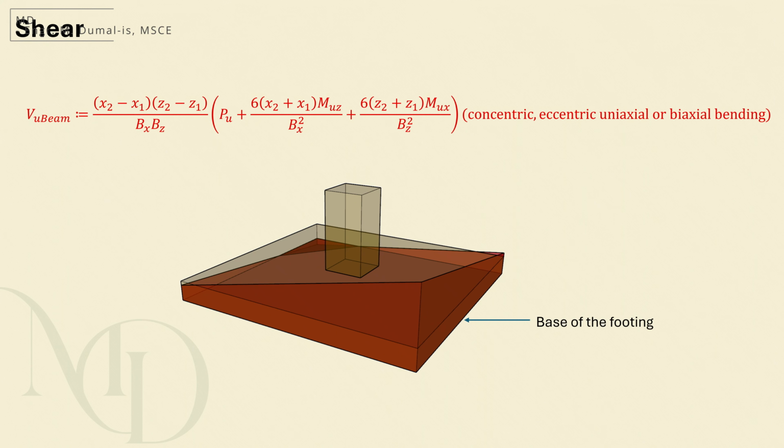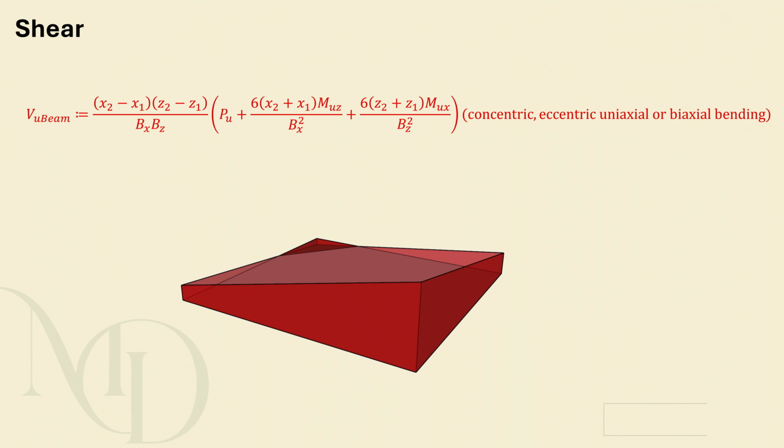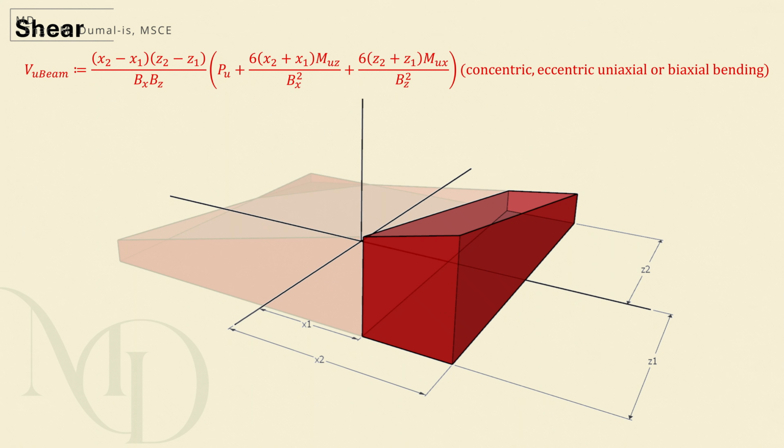Here is how the stress distribution looks when applied at the bottom of the footing. And here is how it appears when the stress is isolated. In the illustration, we locate the position of the critical sections for beam shear. And to use the formula, we substitute the values of compressive force and bending moment and identify the limits x1, x2, z1, and z2. Take note that the signs of these distances are very important, as they determine the direction of shear.